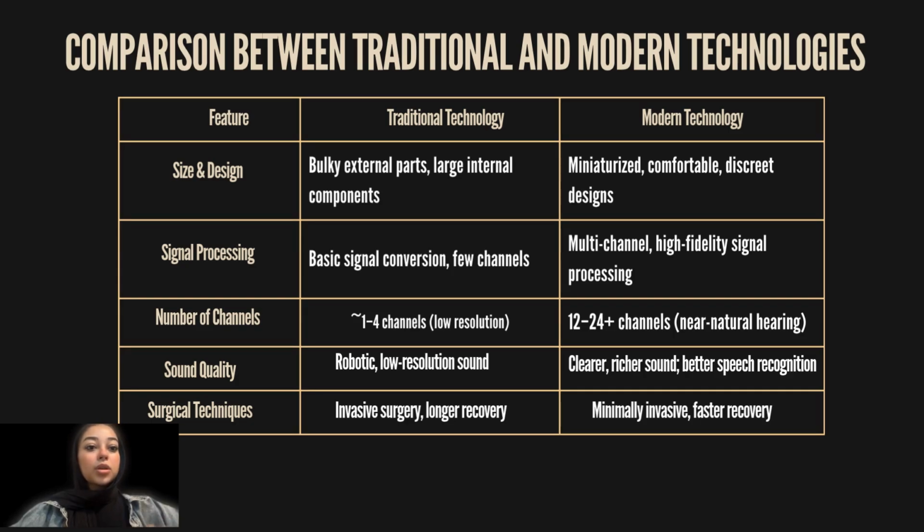Hi everyone, today I'm going to explain the difference between traditional technologies and modern technologies. Let's start with the size and design. Old devices were big and bulky with parts both inside and outside the body. Modern devices are small, light, and more comfortable. They are easy to wear and not easily seen.